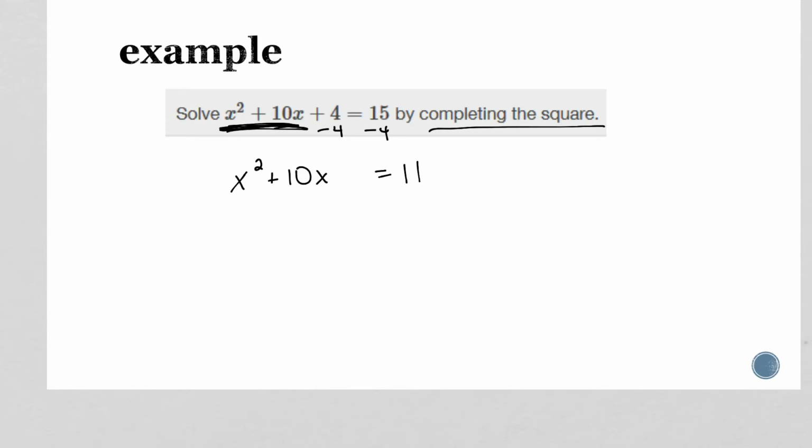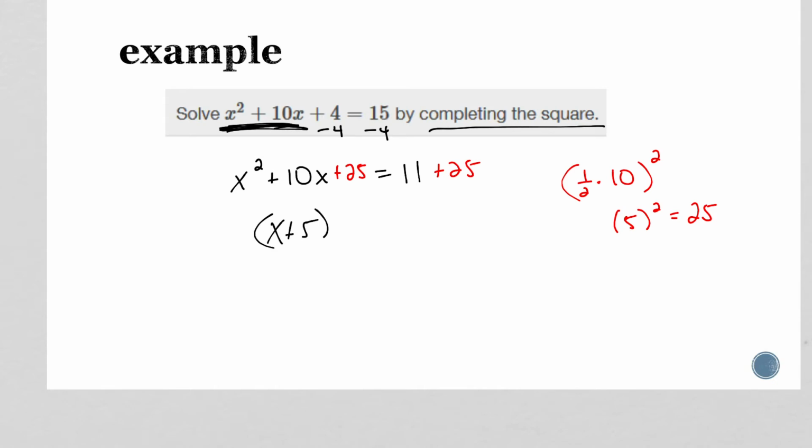Okay, now I'm going to write this term off to this side, take half of it, and then square that number. Half of 10 is 5, 5 squared is 25. So I would add 25 to both sides, okay? So I end up with, whenever I factor the left, x plus 5 squared is equal to 36. Now I can take the square root of both sides.